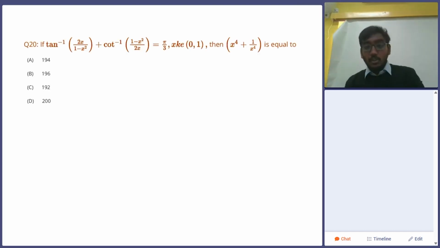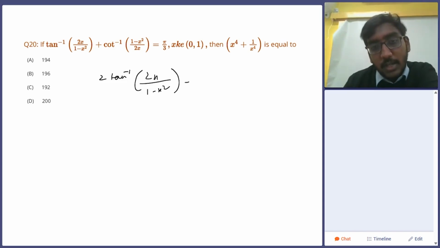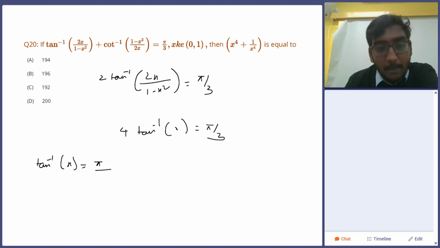So we will move to the next question. This is from inverse trigonometry. First, we change cot inverse itself to tan inverse. It will be tan inverse of 2x by 1 minus x square, so 2 tan inverse x is pi by 3. Again, this can be written as tan inverse of x plus tan inverse of x. So it will be totally 4 tan inverse x equal to pi by 3. So what will be the value of tan inverse x? It will be pi by 12.